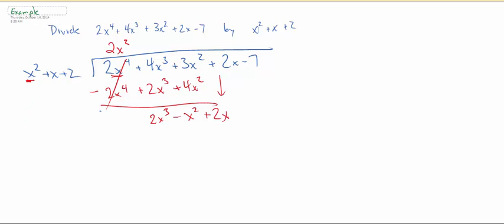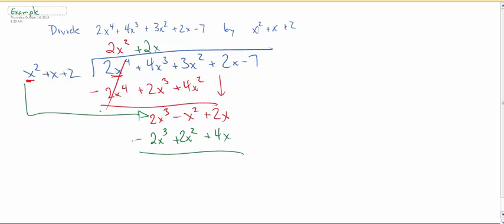And now we repeat the process. So now we're going to take the x squared, and it wants to become 2x cubed. What do we need to multiply by? We need to multiply by 2x. 2x times x squared is 2x cubed. And then we distribute it to the rest of this thing that we were dividing by. And we subtract. The x cubes will go away. We have negative 3x squared minus 2x minus 7. We bring that 7 down.